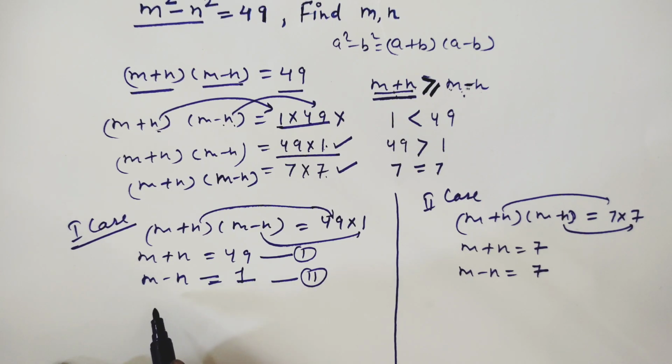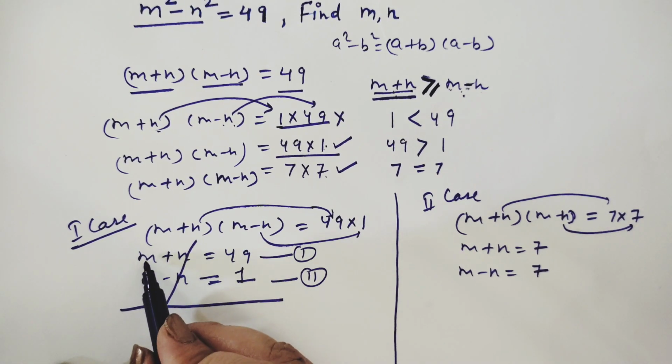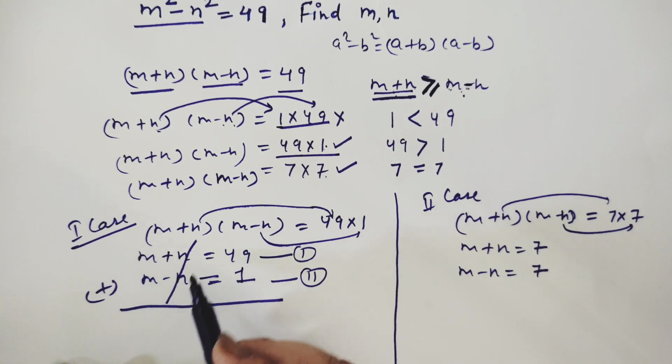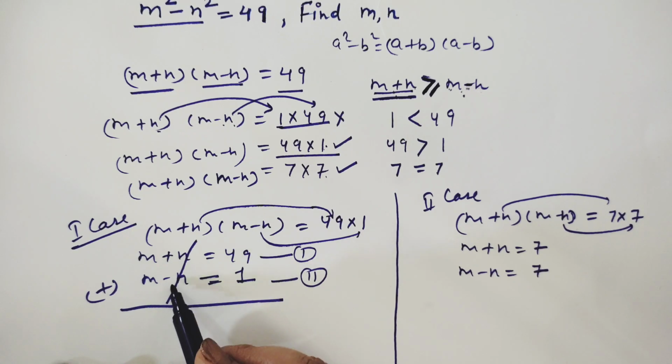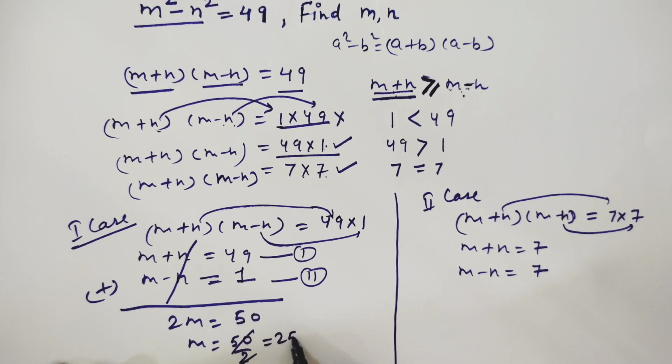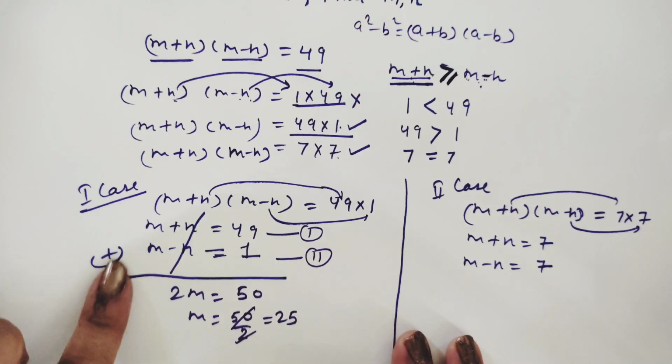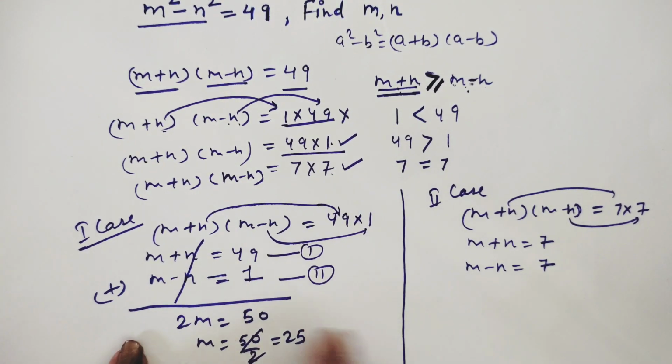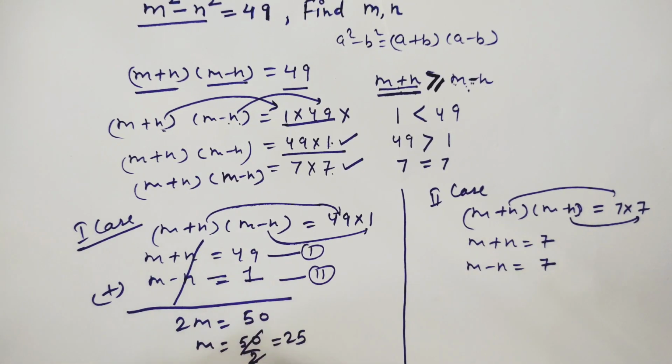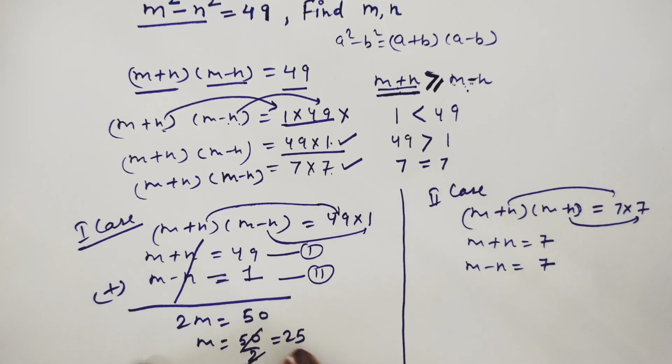We are using the elimination method. You can see n is subtracted in one equation, so if we add these two equations, n and minus n cancel out, and m plus m is 2m. 49 plus 1 is 50, so the m value is 50 by 2, which equals 25.